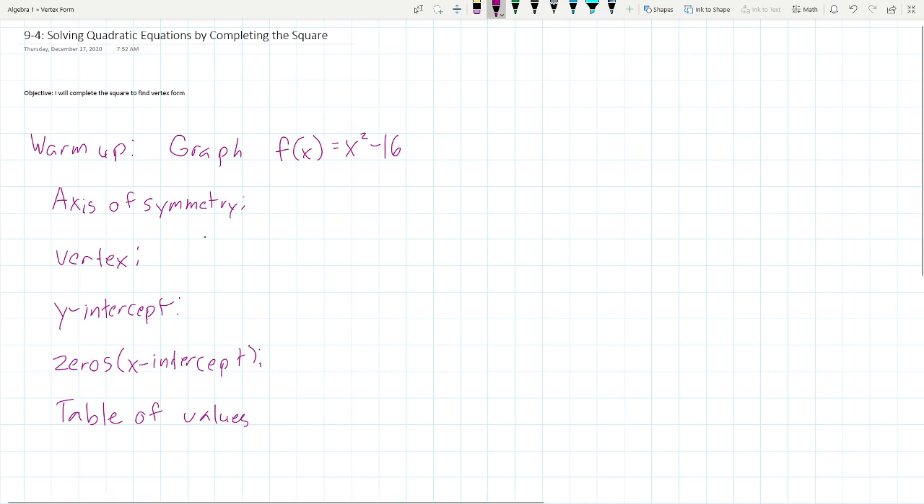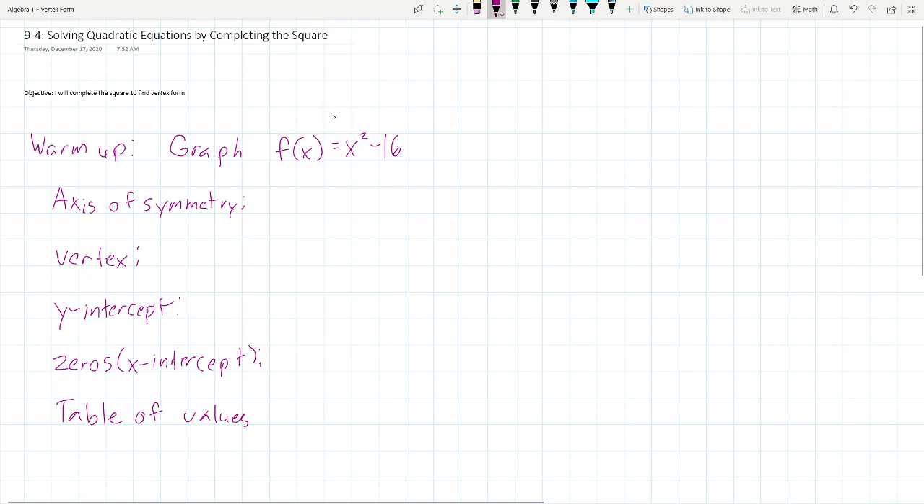All right. So, looking at this equation, a few things that I look at is I say, okay, can I find the axis of symmetry, the vertex, the y-intercept, the x-intercept, table of values? And that just helps me be able to graph this more accurately. So, looking through this, I go, okay, what's my axis of symmetry?